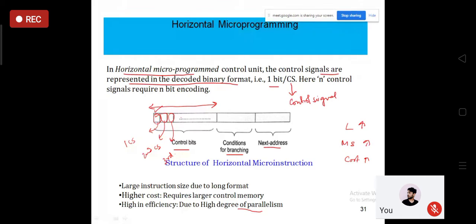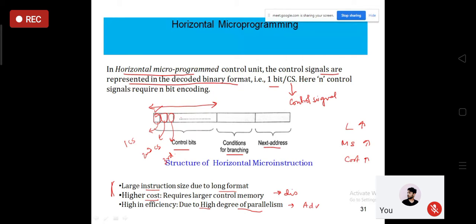So the larger instruction size is due to the long format, because if you want to insert more control signals, the size will be larger, and definitely the cost is going to be higher. That is going to be the disadvantage. The high cost is not an advantage. But the advantage is that if I increase the number of bits, 10, 100, or maybe 120 or 256 control signals, I can use. So this is the advantage.